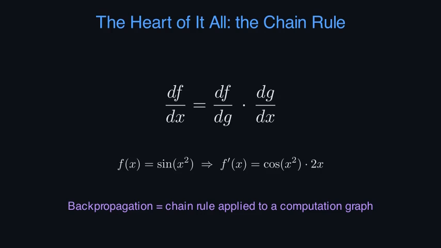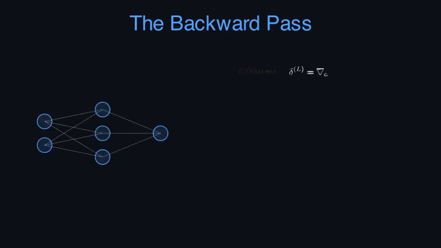For example, the derivative of sine of x squared is cosine of x squared times 2x. Backpropagation is nothing more than the chain rule, applied systematically to the computation graph of a neural network. Generalizing what we did by hand, there are 4 key equations of backpropagation. First, the error at the output layer.